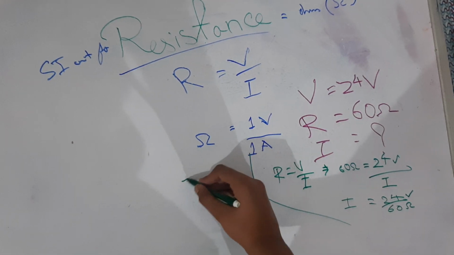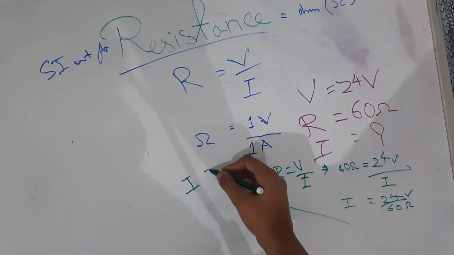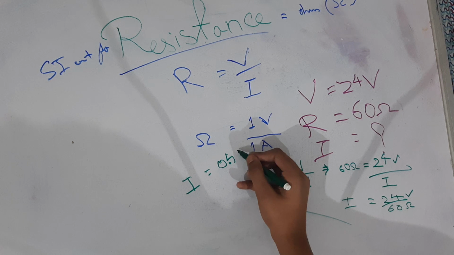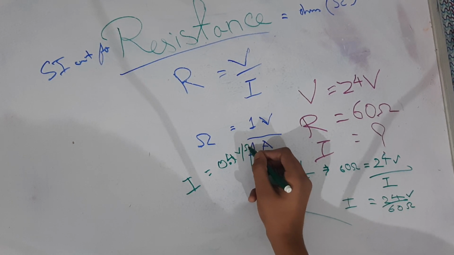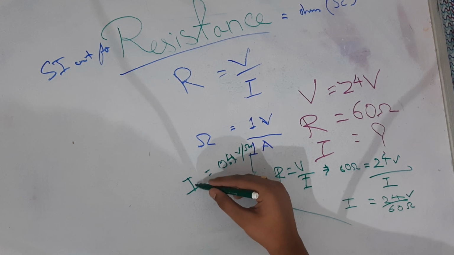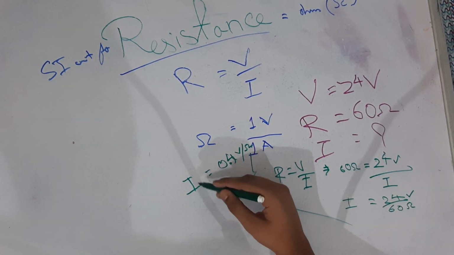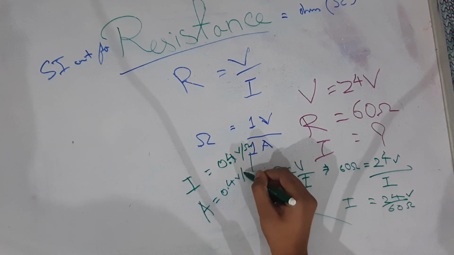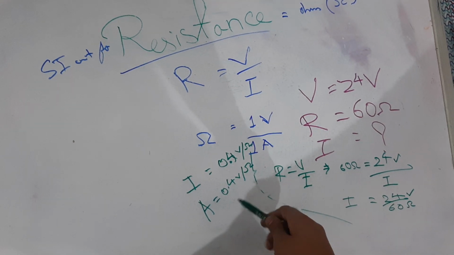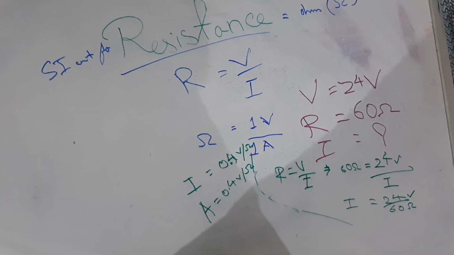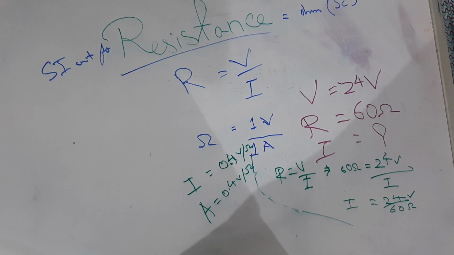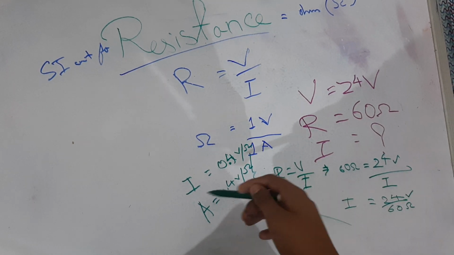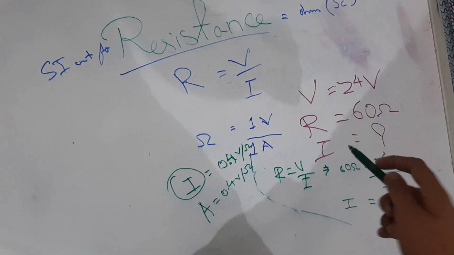Then I will be equal to, let's just divide it. So we will get 0.4 volts per ohm, and the SI unit for electric current is the ampere. So 1 ampere is equal to 1 volt per ohm. So 1 ampere is equal to 0.4 volt by ohm. Okay, by ohm. It's not 1 ampere, it is this quantity that we have to find in this numerical.